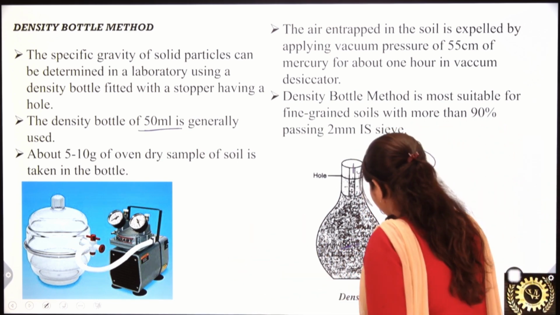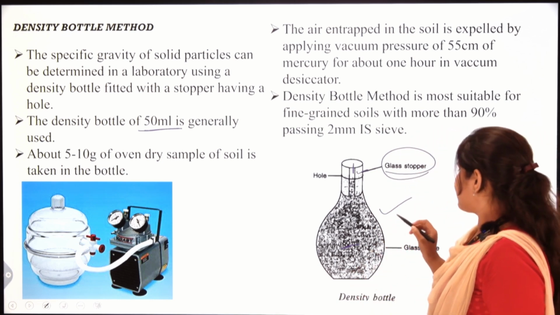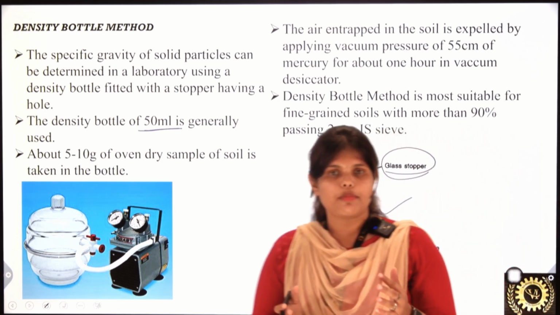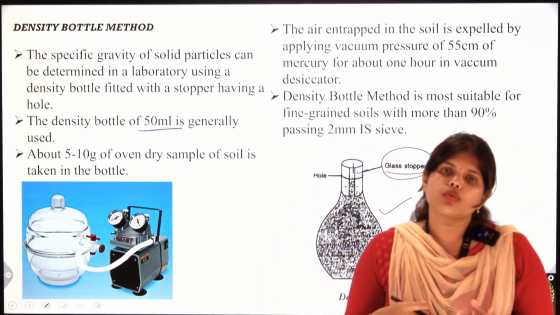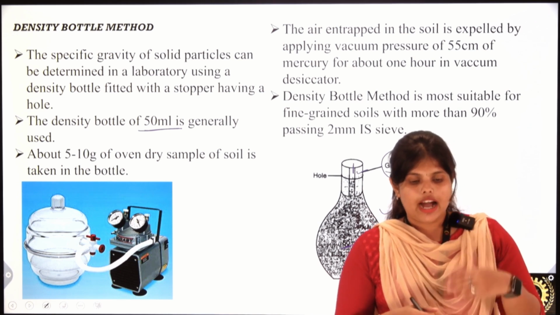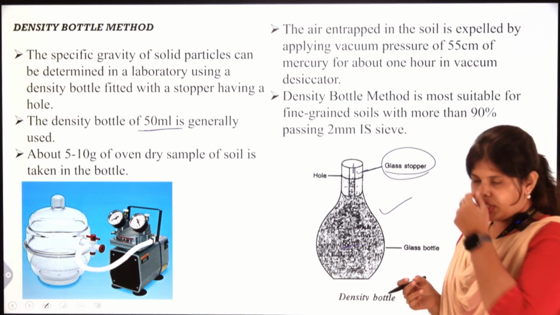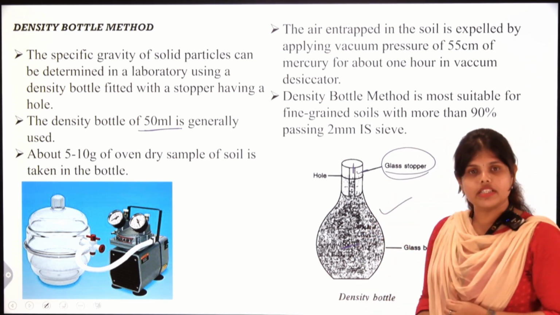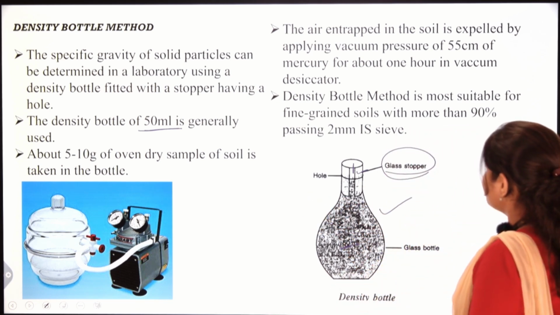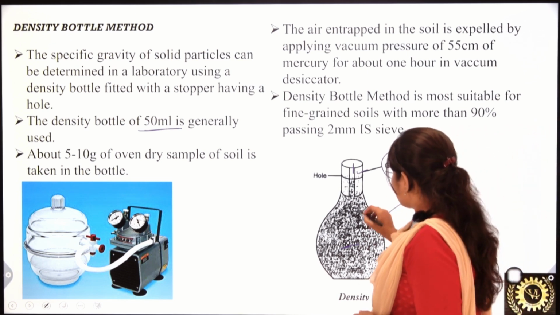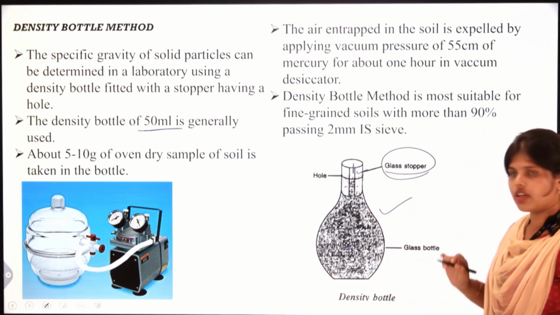In the 50 ml bottle, we use 5 to 10 grams of oven dried soil. We take some amount of soil, about 15 or 20 grams, then oven dry it. After oven drying, we use those soil samples in the density bottle method. We measure the amount and then fill the 50 ml bottle with 5 to 10 grams of dry soil.